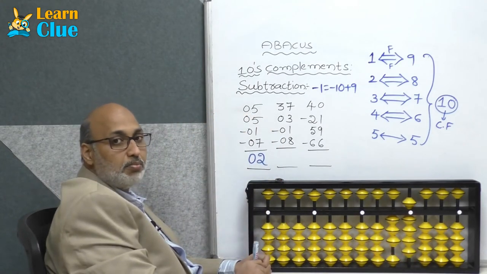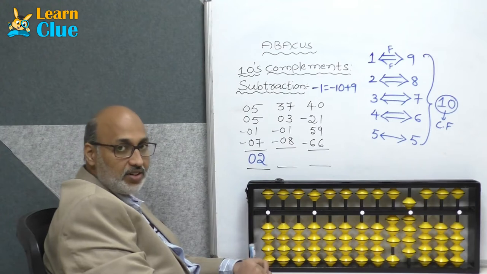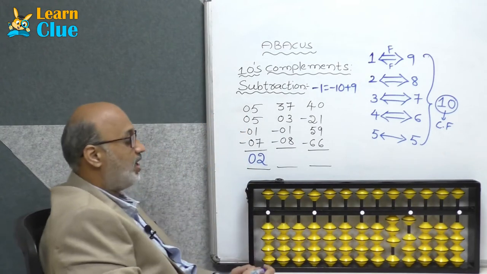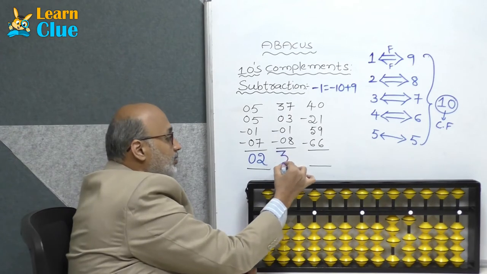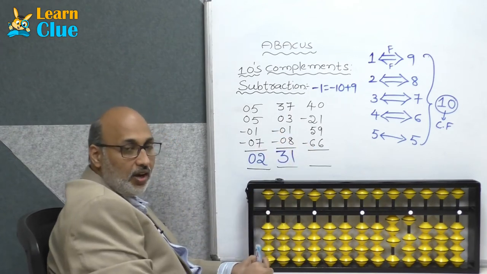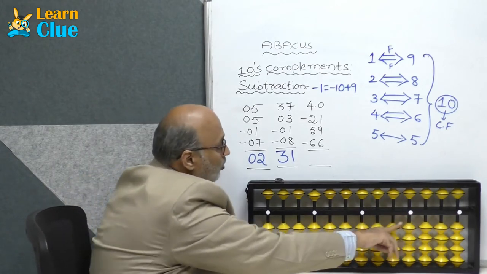Now they are asking minus 8. Do we have beads? Yes, we do have minus 8. What is the answer? 31 is the answer. Let's see the next problem.